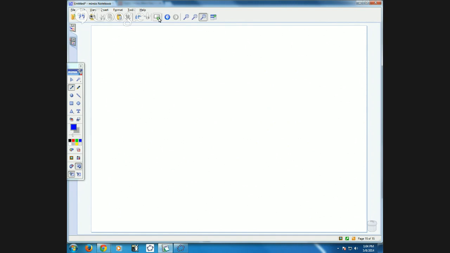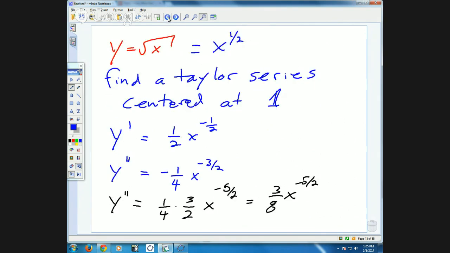If I chose the center to be 0 here, would that be a problem? If I plug in 0 to each of these derivatives, what do I get? I get undefined, because the negative exponent means flip it, so I get 1 over 0. So I cannot do this series at 0 because most of the terms are undefined. Right, because this is really 1 over twice the square root of x, so x cannot be 0.